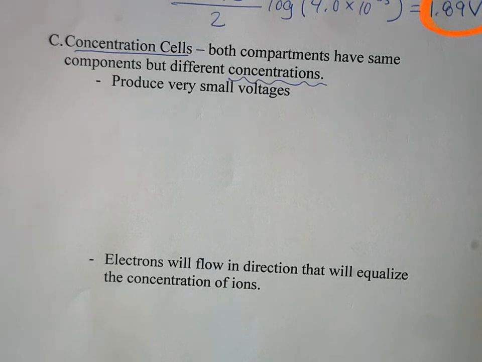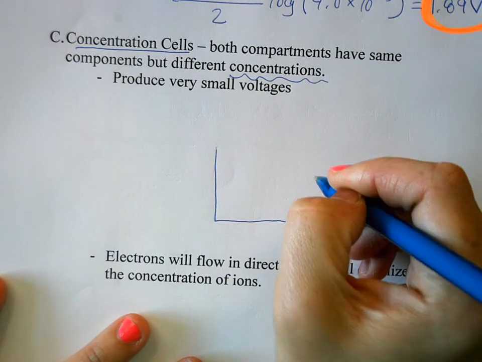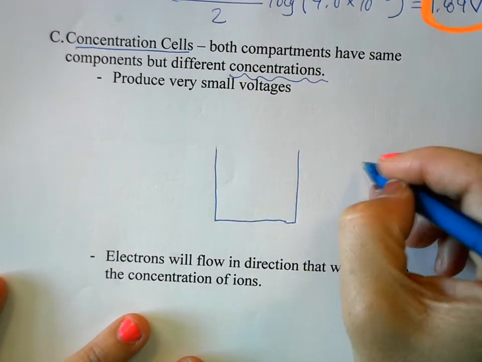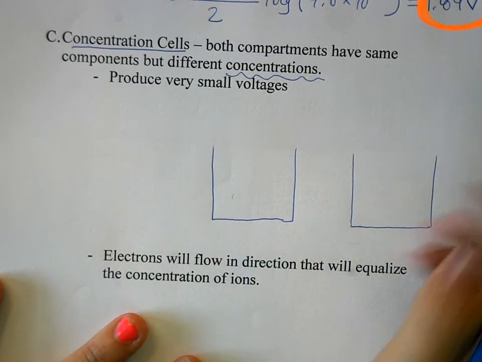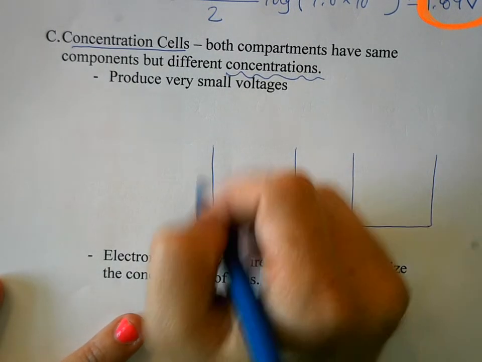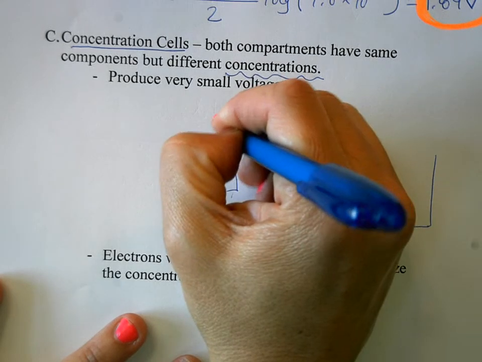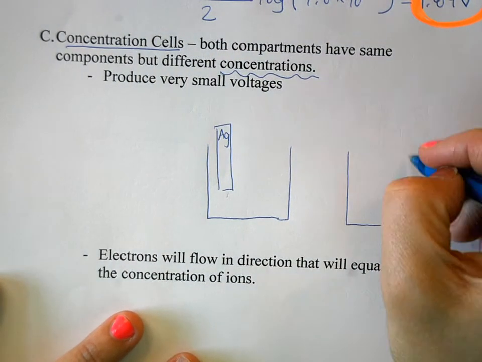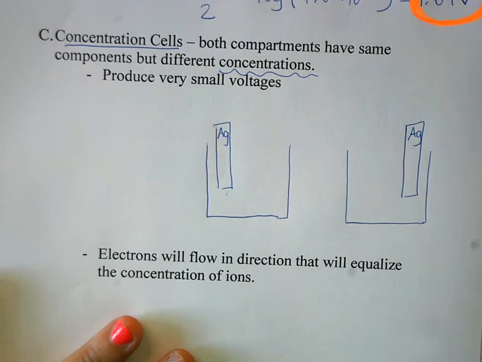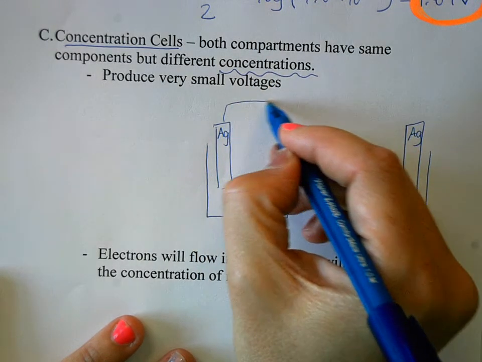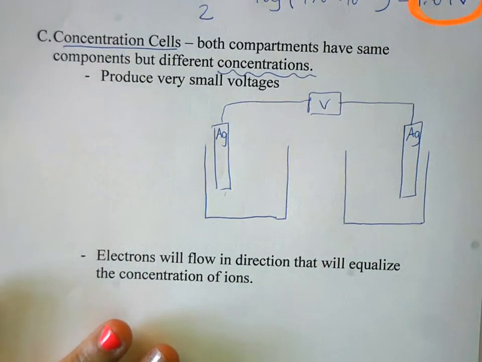Okay, here's what this looks like. I'll draw my different cells over here again. And before, we would have like a copper electrode and a zinc electrode or some kind of metal. But now they're both going to be the same. So let's just say that I've got a silver electrode over here and another silver electrode over here. And they're connected. And I've got a voltmeter in there to show my voltage.